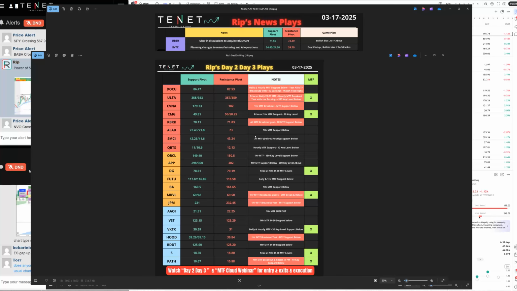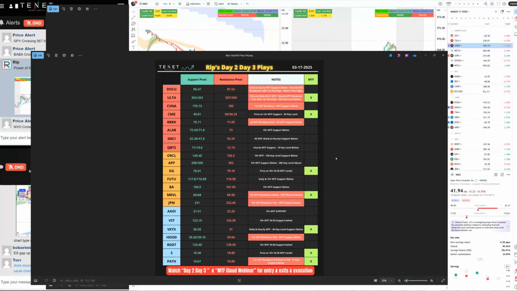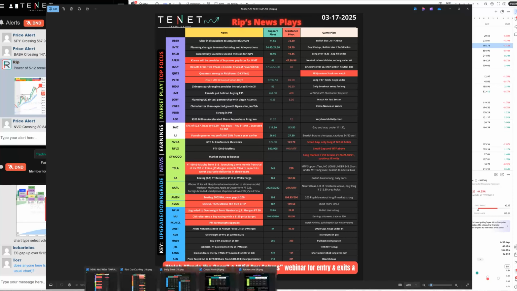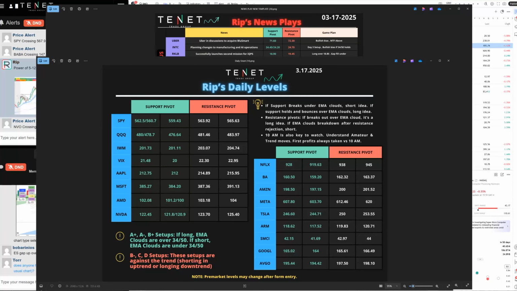We also have something called day 2 setups. It's a repeatable strategy on how to trade the day 2 setups. I didn't really focus too much on a lot of these day 2 setups, although there were HOOD and a few other names that were nice movers on the day 2 setups. We'll discuss all that. And we also provide the levels for the index stocks every day: SPY, QQQ, IWM, VIX, Apple, Microsoft, AMD, and all those other names.